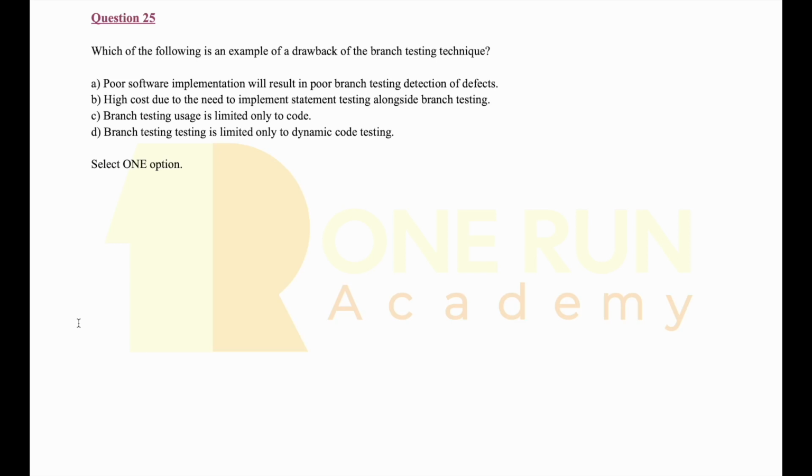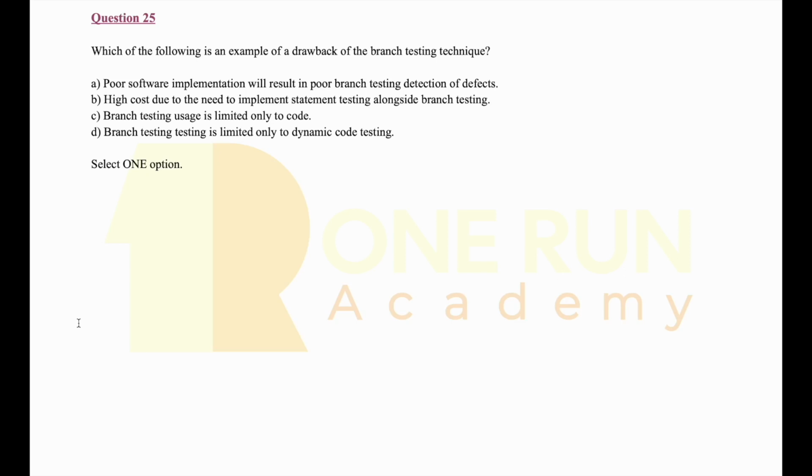So let's take a look at the options, starting with option A. And yes, this is one of the drawbacks of the branch testing technique, because the test itself depends on how accurate requirements are implemented into code. Any omission, misimplementation, or poor understanding of the requirements may result in branch testing not being able to detect possible defects. And that makes option A a very good candidate to be the correct answer.